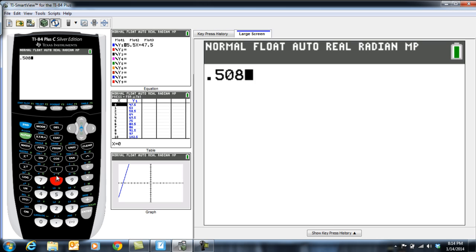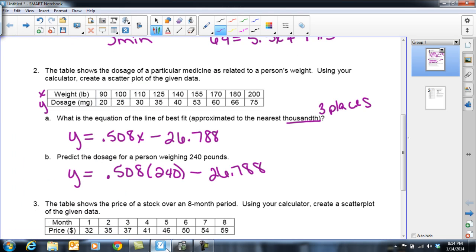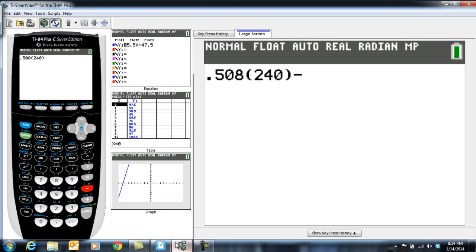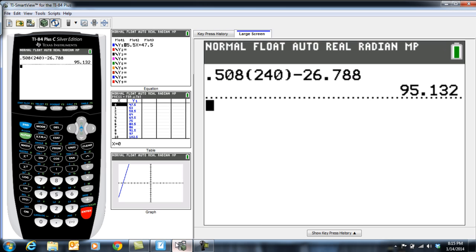So I have 0.508 times, or parentheses, 240 minus, and I gotta go look up the number, 1 second, 26.788. So 26.788. And our calculator will just take care of that for us. And it tells me that it's 95.132.